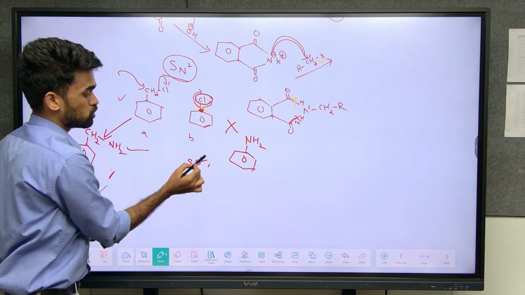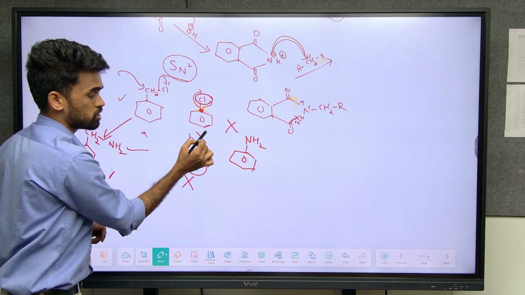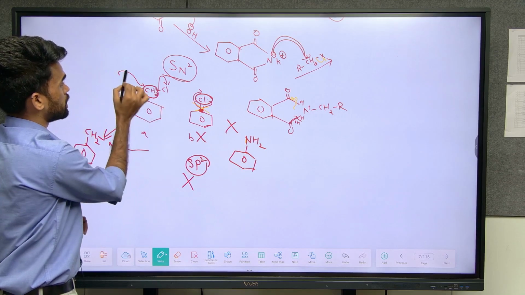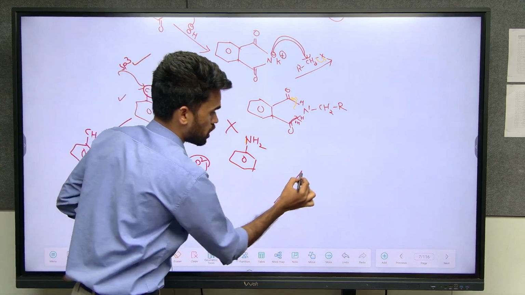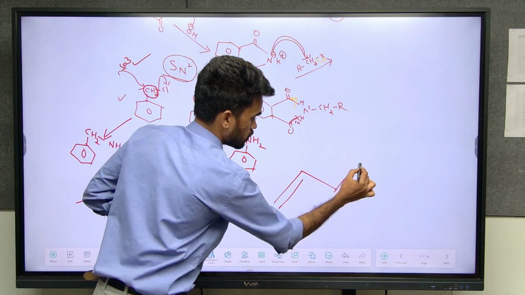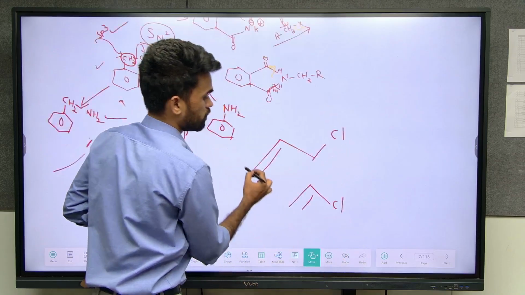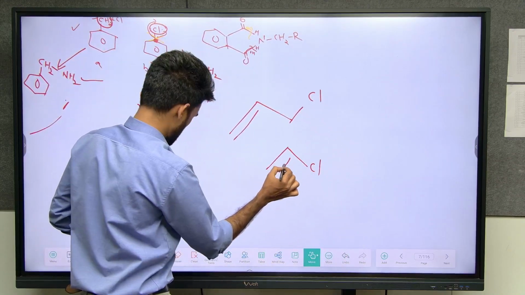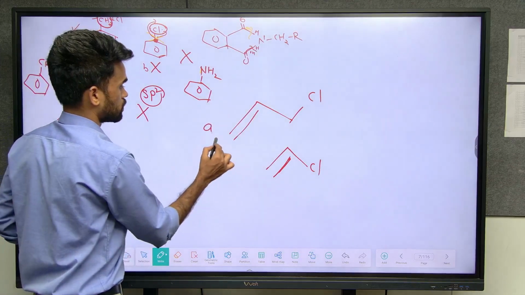sp2. If there is a halogen on an sp2 carbon, nucleophilic substitution will not take place. So what about this carbon's hybridization? sp3. Yes, here it is taking place. Now tell me, in these two compounds with chlorine, in which compound does this Gabriel phthalimide reaction take place? A or B?